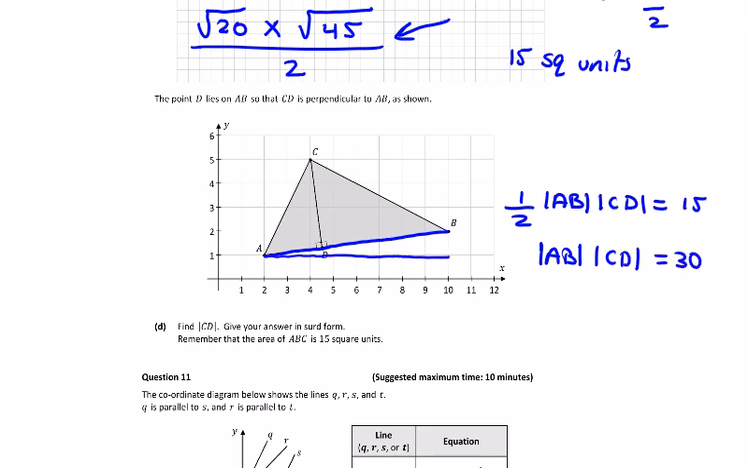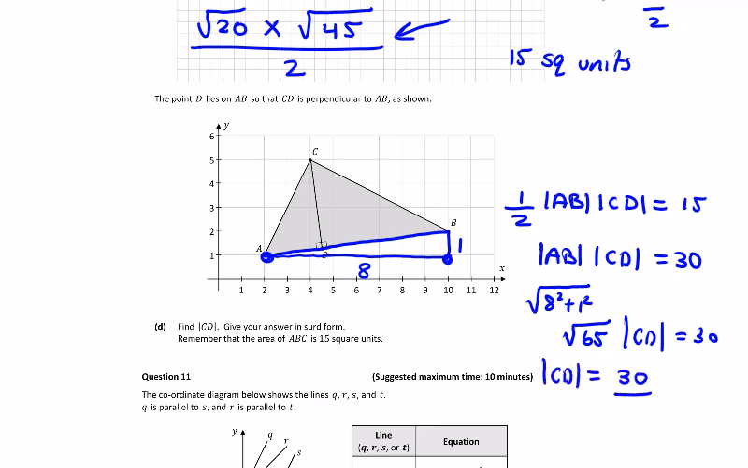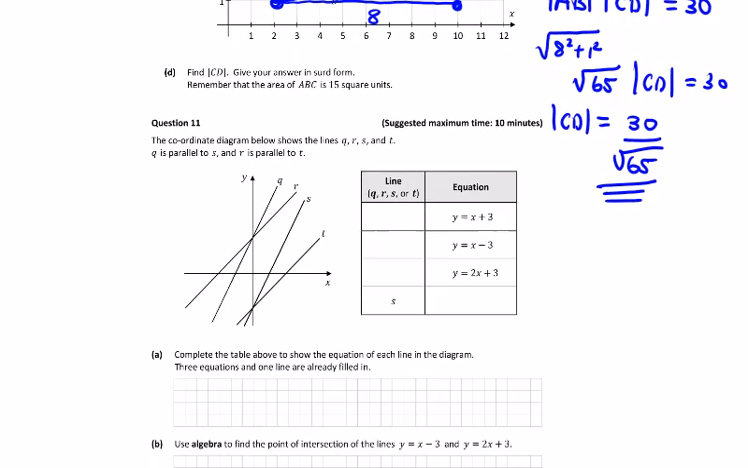Do we have AB? We didn't use AB in our previous calculations, but we have a rise of 1 and a run of 8 from 2 to 10. So AB is the square root of 8 squared plus 1 squared, which is 64 and 1. So the square root of 65 times CD is equal to 30. So just using the divide by root 65, we get CD is equal to 30 over the square root of 65. So this is surd form, it's fully correct. The calculator will give a different answer, but it's the same answer.